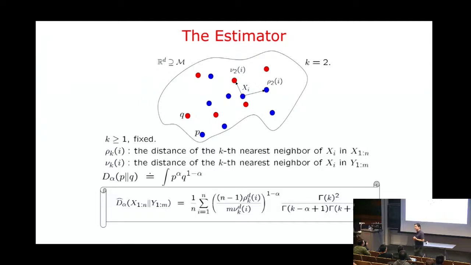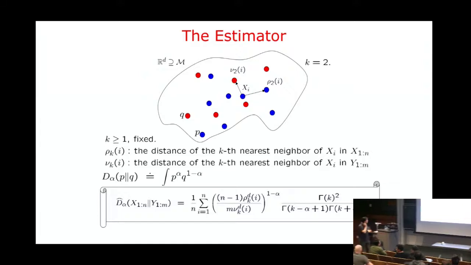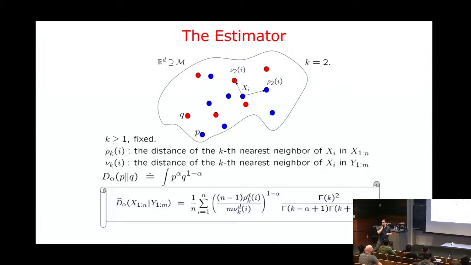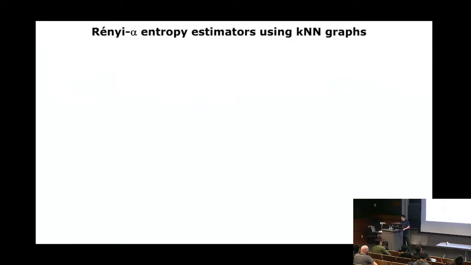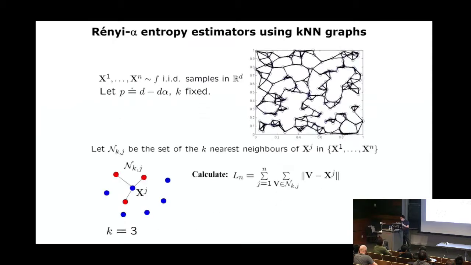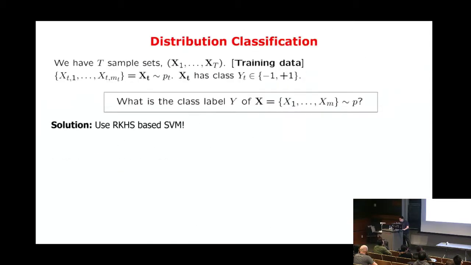Question? Can I estimate p divided by q? Yes, there are methods for p over q as well. That's called likelihood ratio estimation. There are methods for entropy estimation as well, but I don't show it to you now.